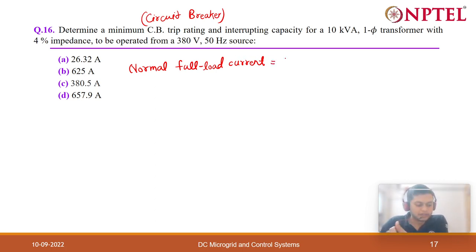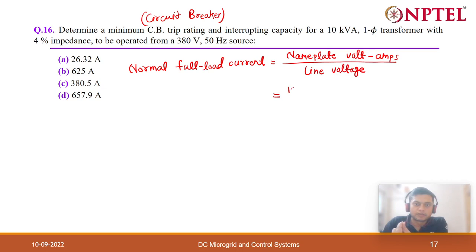So for this you need to find first the normal full load current. Normal full load current will be nameplate volt amps, that is the apparent power rating, divided by line voltage. Nameplate volt amps is given as 10 kVA, 10,000, and line voltage is given as 380 volt. So we will get 26.316 ampere as normal full load current.